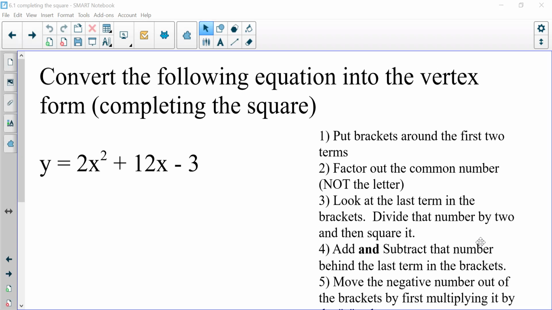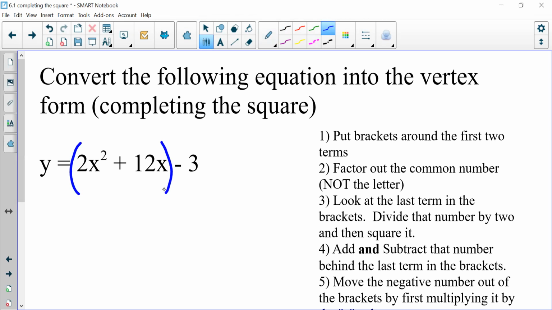I'm going to do problem 1 and 2 with you, and then we will review this tomorrow in class and continue working with completing the square. I would like you to follow the steps on the side here, and that's just going to help with getting this as a habit and figuring out the process correctly, and then eventually you won't need these steps. So step number 1 is put brackets around the first two terms.